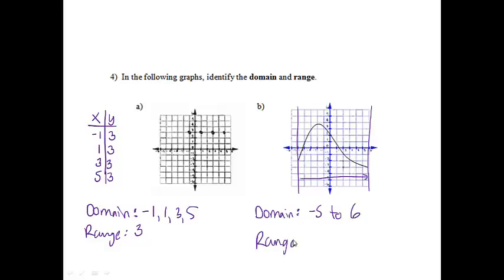And then the range, we're going to look at how far down does it go. My graph goes this far down, to how far up does it go. It goes up to the top right there. Okay, so how far down does it go? It starts down at -3, and it goes up until I get to y equals 4. So my range will be -3 to 4.